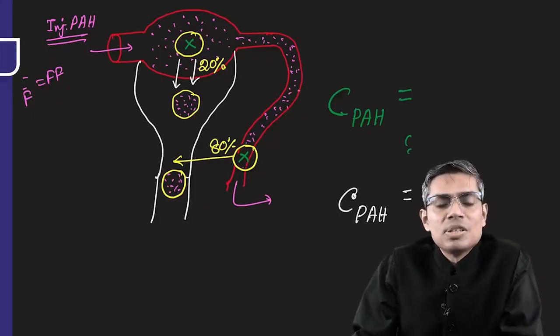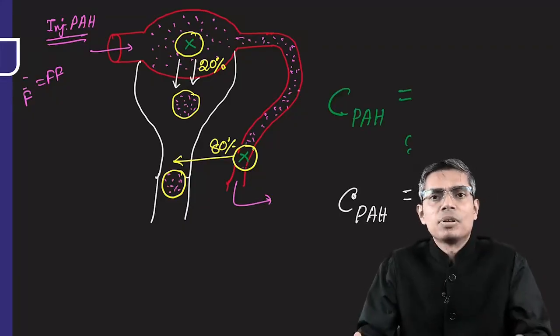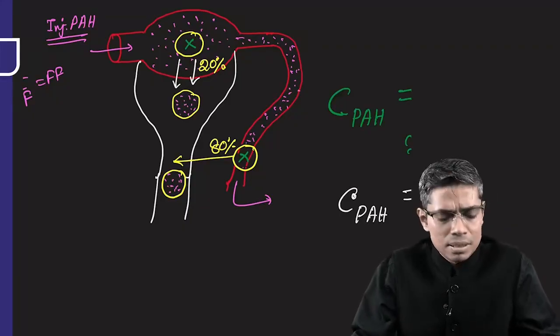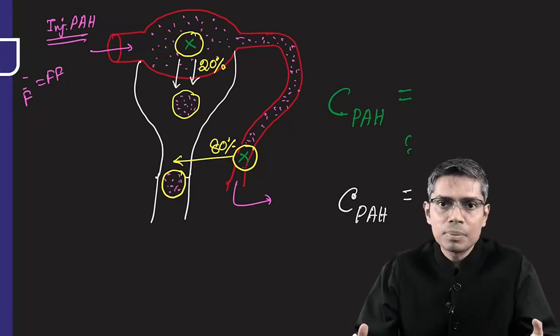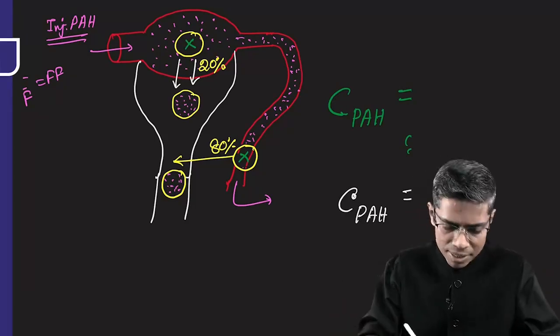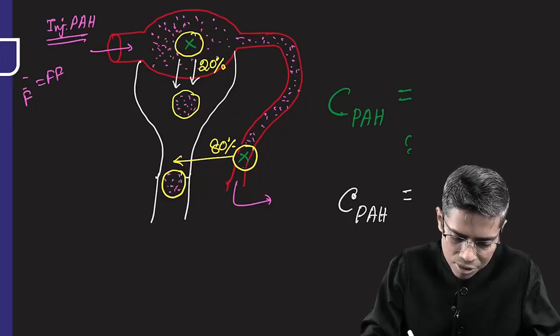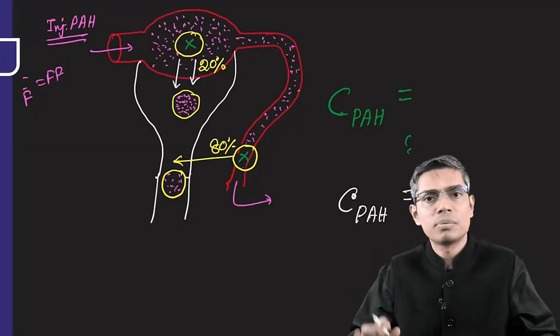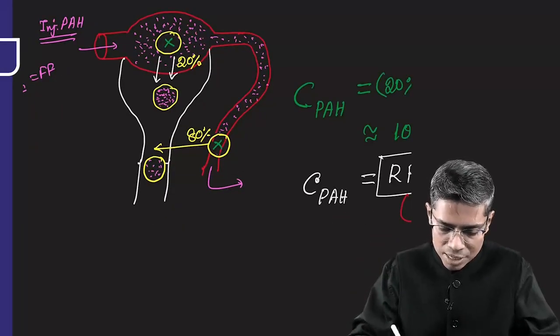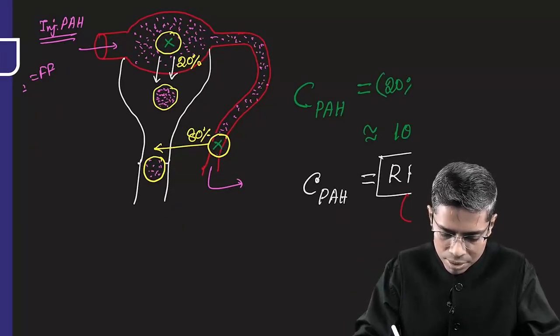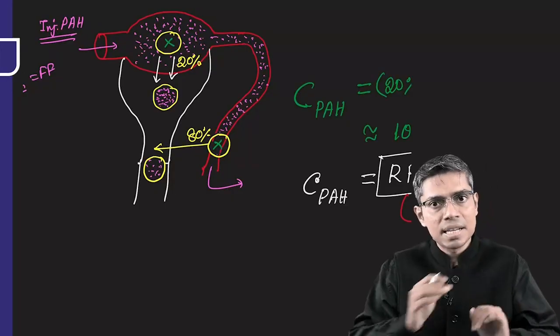But suppose you have injected a huge amount of PAH into the patient by mistake. What will happen? Obviously, the concentration in the plasma will be higher, because you have injected a huge amount of PAH. So there will be more filtration and more clearance, no problem in that. But the remaining PAH will go through the peritubular capillary around the proximal tubule, and it will try to get secreted.